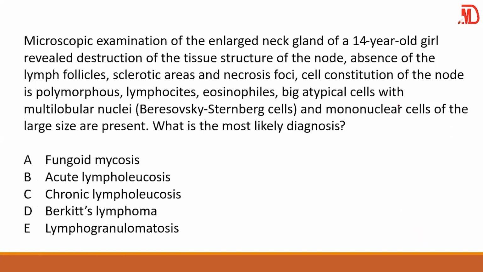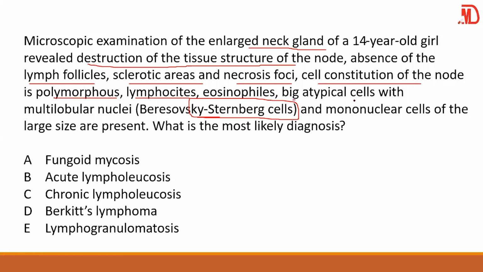Good. I don't need you to worry your head too much about this particular question because it's actually easy to remember. Why? Because of Sternberg cells. However, the question says: microscopic examination of the enlarged neck gland of a 14-year-old girl revealed destruction of the tissue structures, absence of lymph follicles, sclerotic areas, necrosis foci.